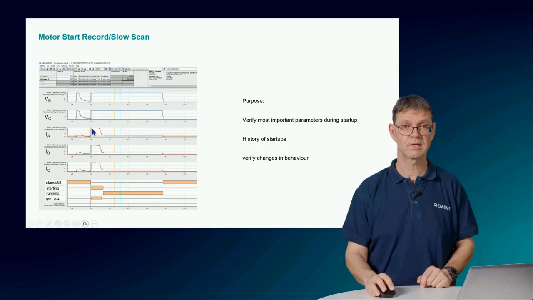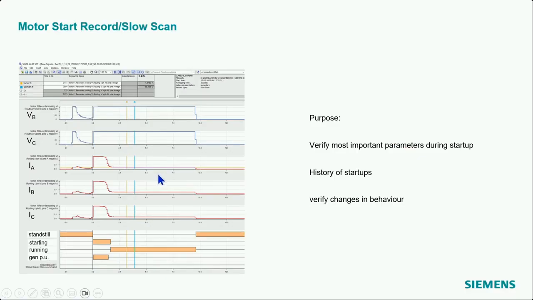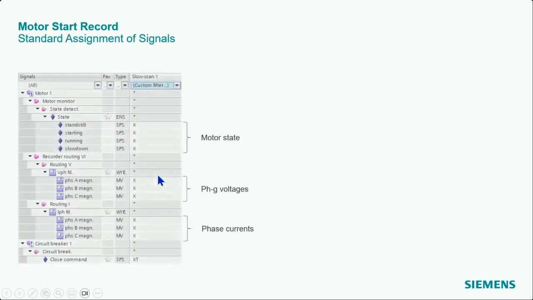So you see this is like RMS values, and in that case, the cycle time I put 100 milliseconds. Good. The standard assignment that comes already with the application template for the motor protection is this here. So we added the state of the motor, then the currents and voltages if existent, and the close command. So consider this as the base configuration.